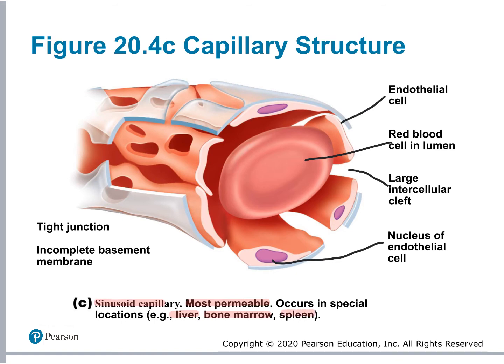And then we have the spleen. The spleen is in the upper left quadrant of the abdomen, and that's where red blood cells go to be broken down after they're no longer useful.